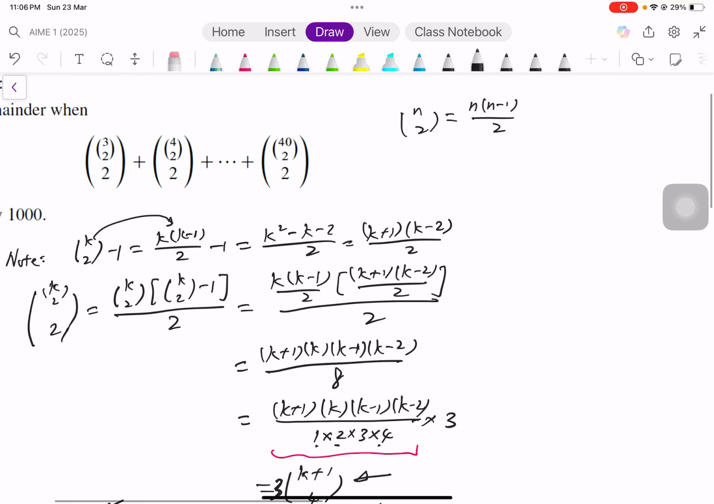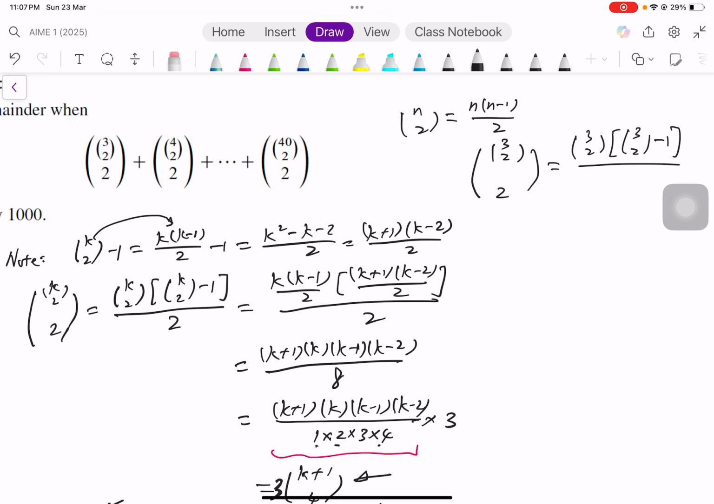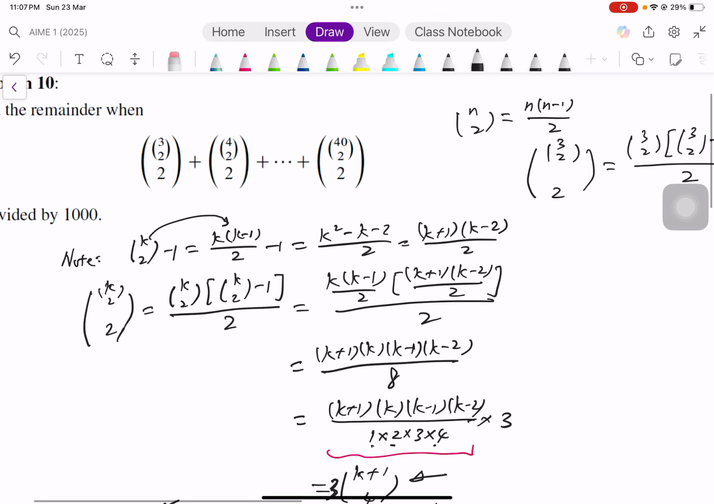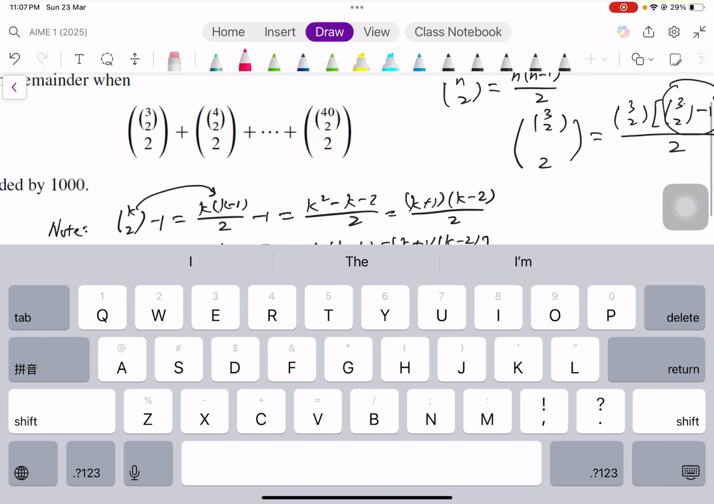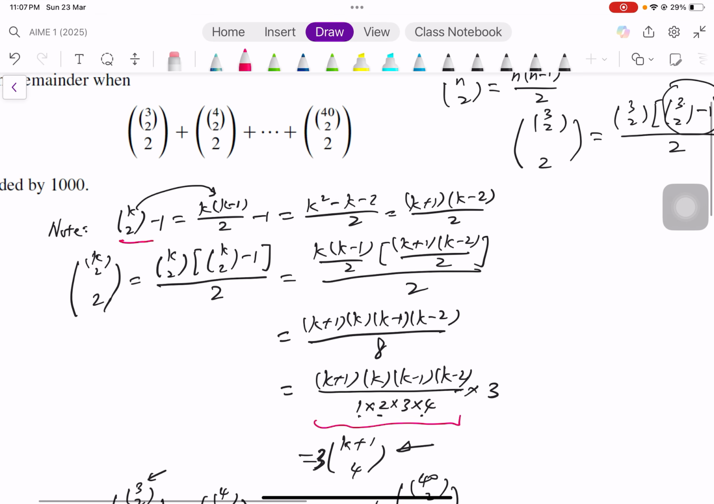Therefore, no matter how complicated it is, let's say this is 3C2 and then C2 again. It would be 3C2 multiplied by (3C2 minus 1), and then divided by 2. That's the idea. Now we want to understand how to compute this 3C2 minus 1, so we look at the general case. The general case is kC2 minus 1. kC2 is actually k times (k minus 1) divided by 2.